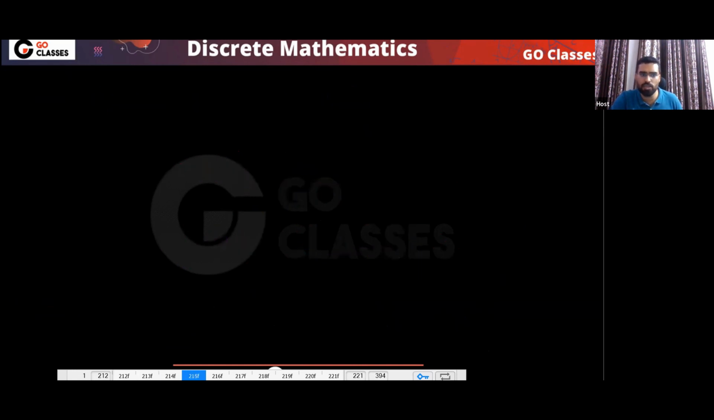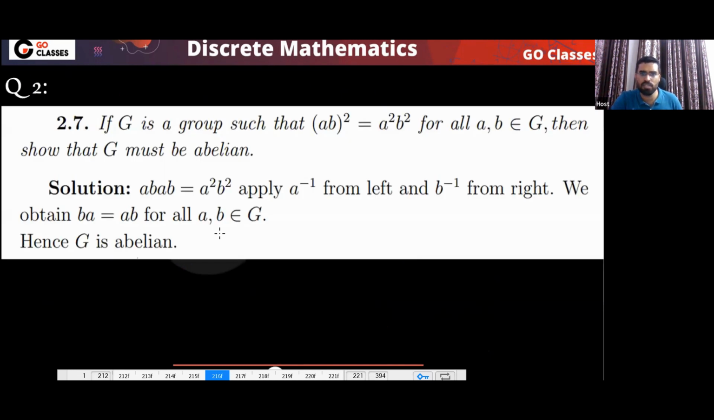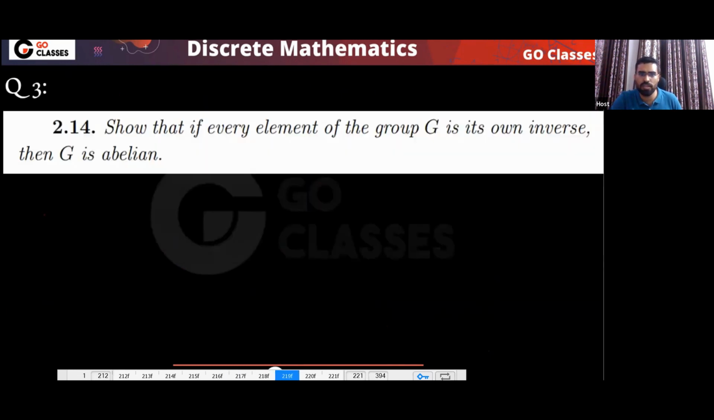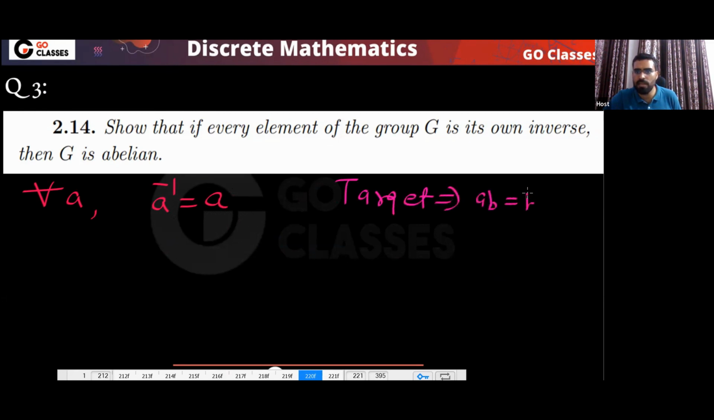This is a simple question. Did you understand? Let's see the next question. If every element is its own inverse, then the group is abelian. How will you prove it? The information given to you is that every element is its own inverse. Then can I say abelian? Our target is AB equal to BA. So tell me, what will you do?